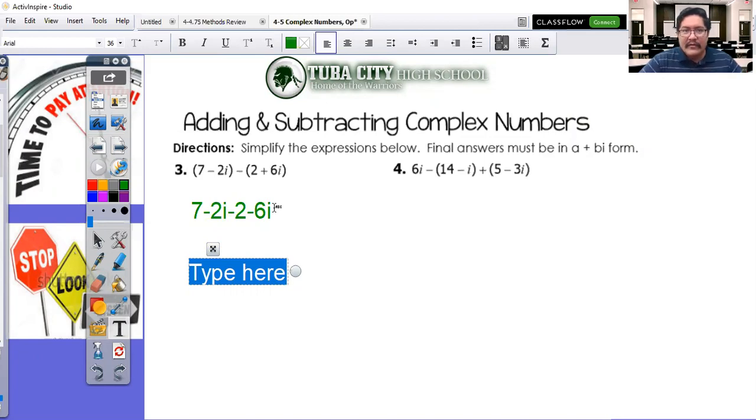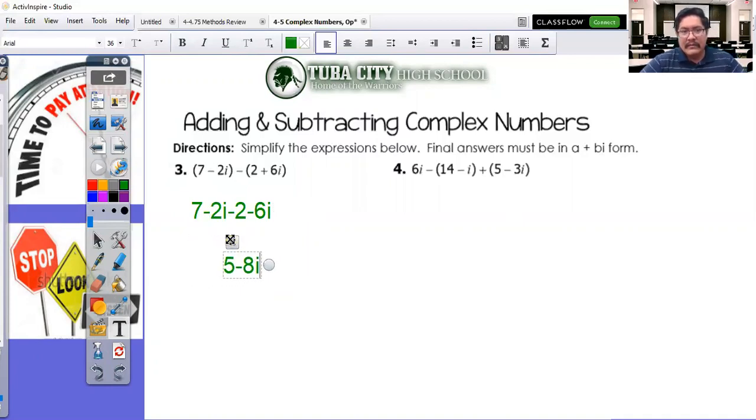From here, now we go back to using our generalized rules for combining like terms. So in this case, it'd be 7 minus 2. That'd be 5 minus, and then in this case here, I know it's going to be minus because both of those are negative imaginary numbers. So 2 and 6. So put those together. We have 8i in this case here.